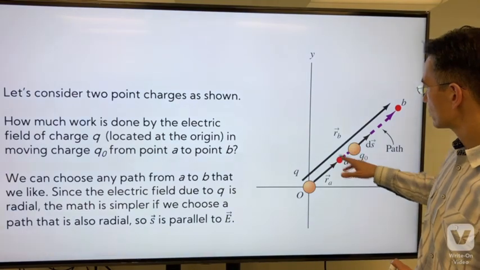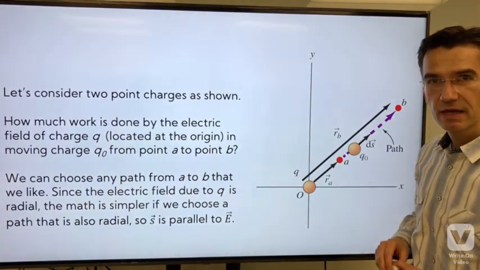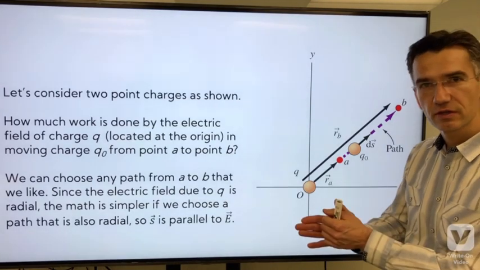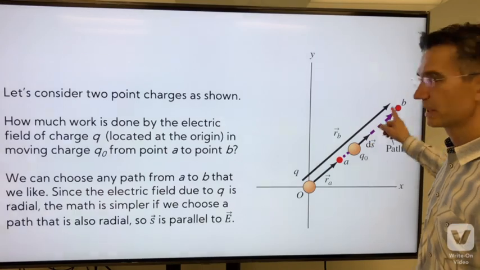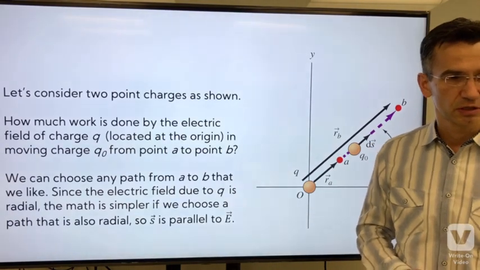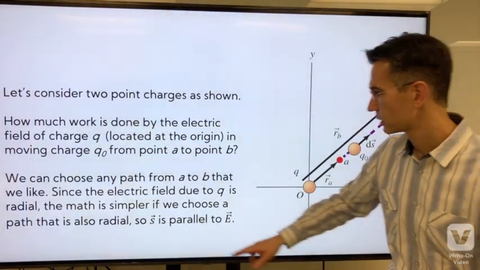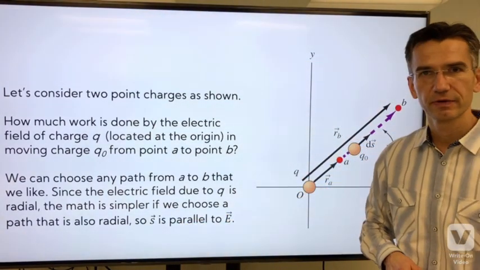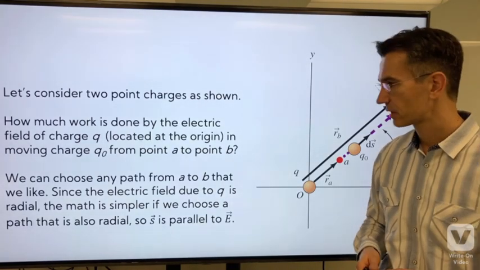Because we can choose any path in principle, we choose the path that's most convenient for us, and that's a path along the direction of the electric force and the electric field. So we choose a path along the radial direction from the point charge Q. In this case, the displacement vector S is going to be parallel to the electric field vector E, and their dot product is just going to be equal to the product of their magnitudes.